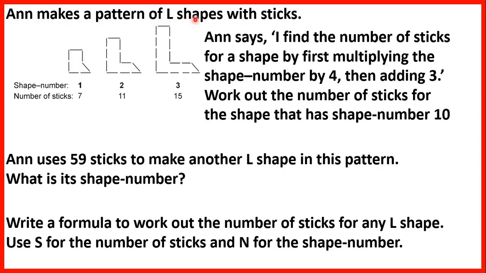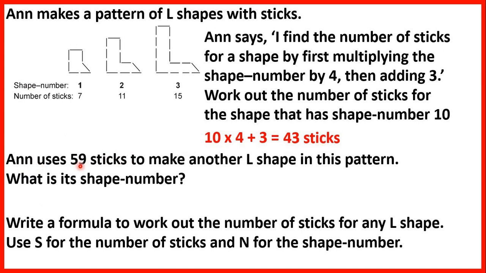Anne makes a pattern of L shapes with sticks. Anne says, I find the number of sticks for a shape by first multiplying the shape number by 4, then adding 3. Work out the number of sticks for the shape that has shape number 10. So if we multiply the shape number by 4 and then add 3, and the shape number is 10, then we have 10 times 4 plus 3. So 10 times 4 is 40, plus 3 gives us 43 sticks.